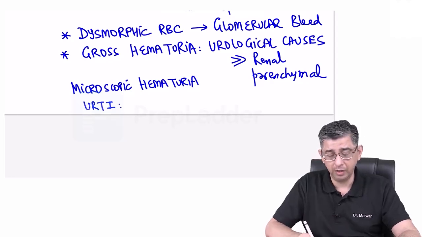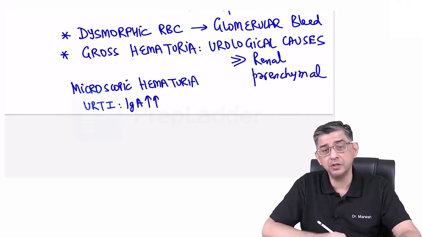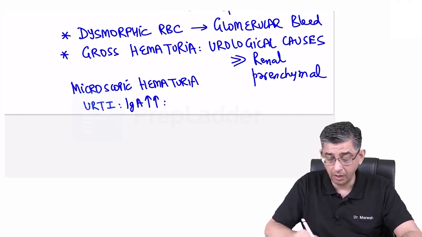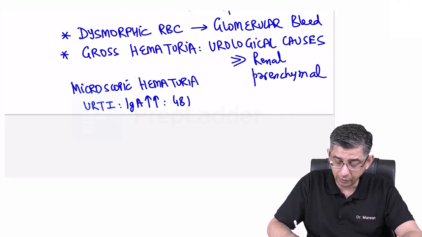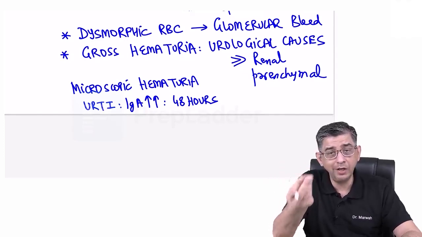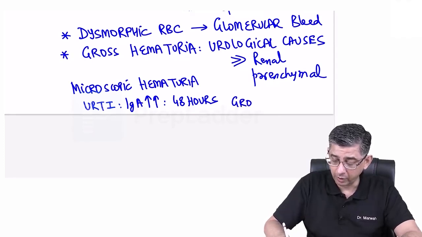Following a viral URTI, because the mucosal immunity will kick in, the IgA levels in the body of this person will increase. And then what happened was very striking. In as little as 48 hours after starting of a respiratory tract infection, that too a simple URTI, routine cough and cold, this particular chap has upgraded from microscopic hematuria to gross hematuria.